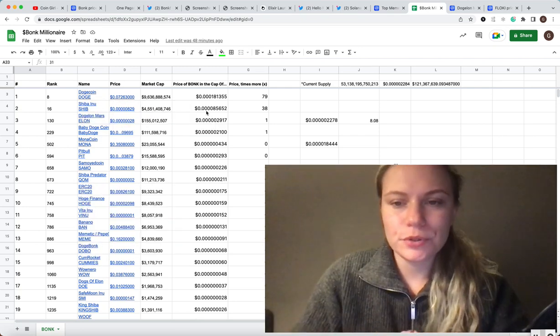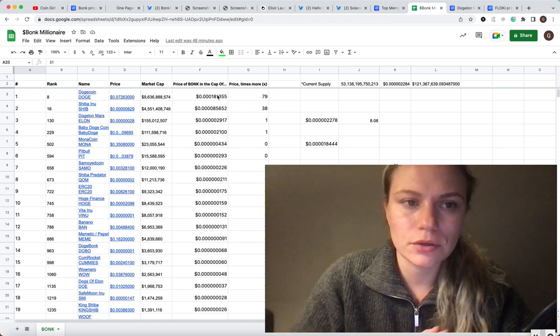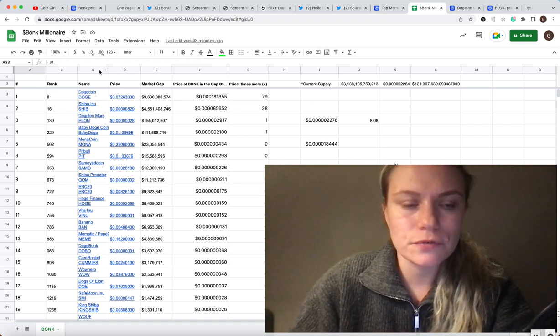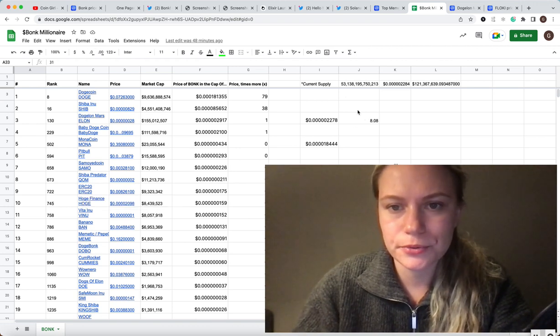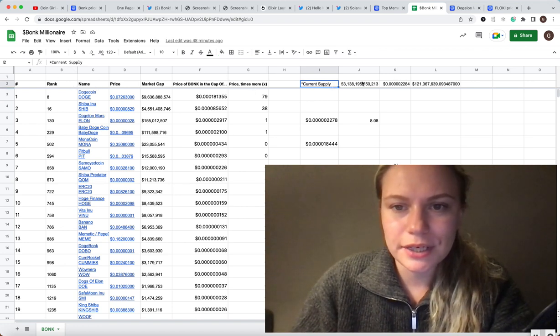With this analysis, I want to check what the price of BONK crypto would be if it reached the market cap of the following meme coins. And the most important thing here is that I don't change the supply of BONK, I'm just using the current one from CoinMarketCap.